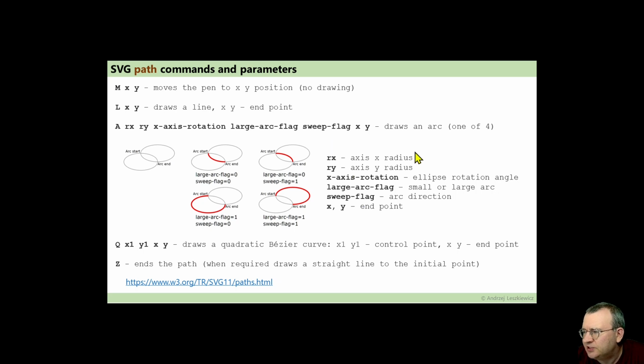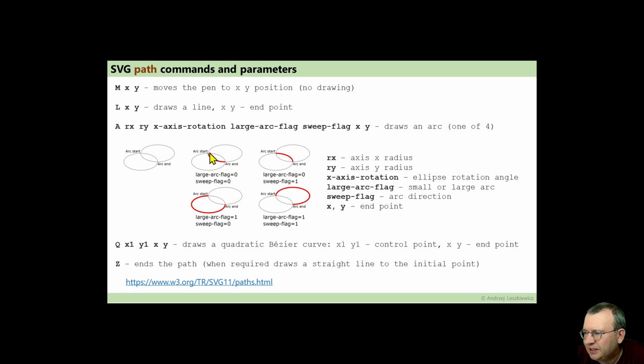We define axis x radius and axis y radius for our circle or ellipse, and then we can define axis rotation if it's not a circle but an ellipse. In case of ellipse, it's just 0, we don't need to rotate it. And then we use large arc flag and sweep flag to let SVG path command know which arc we want to use.